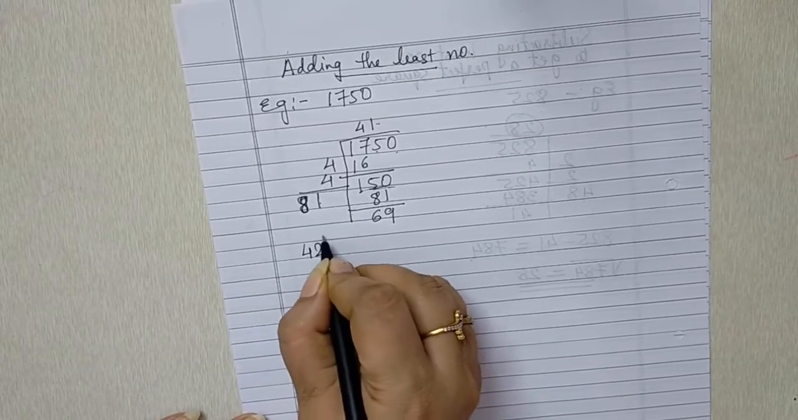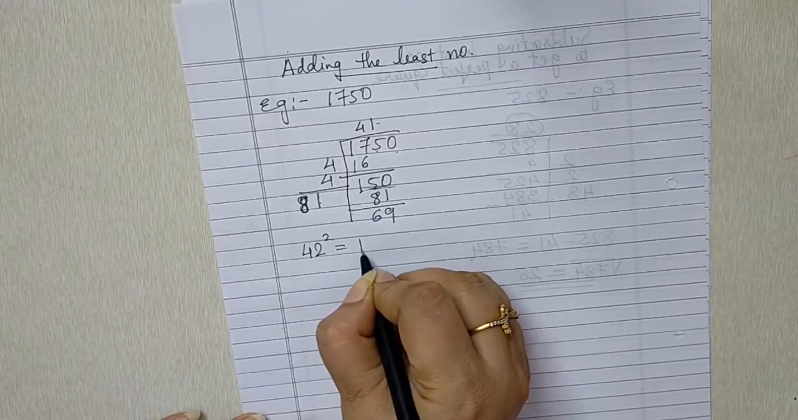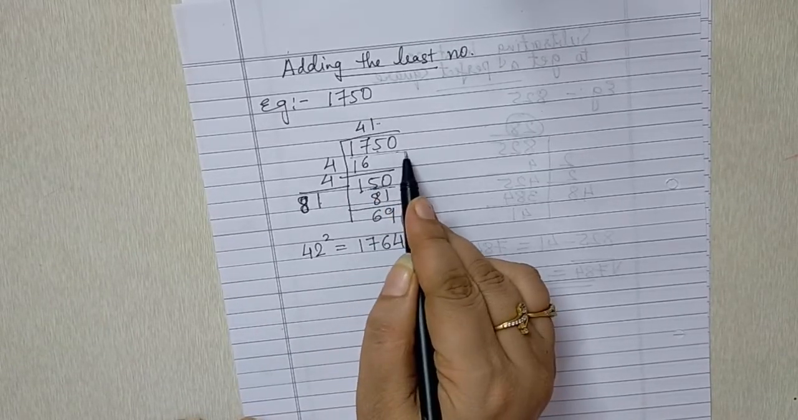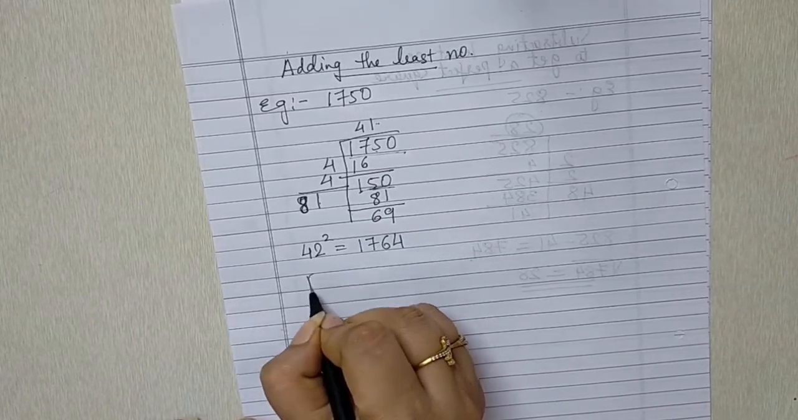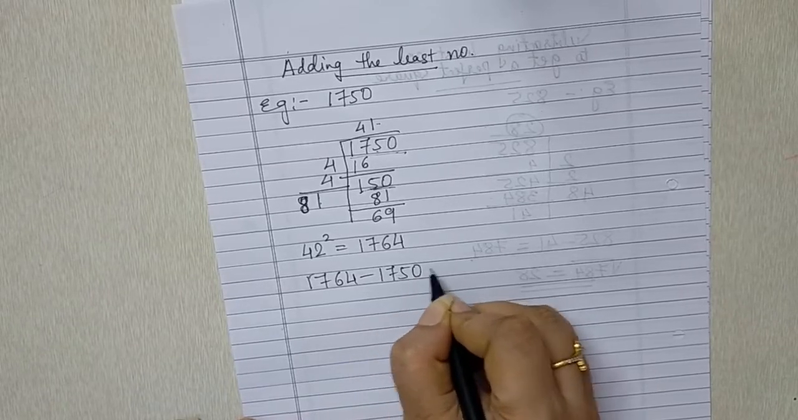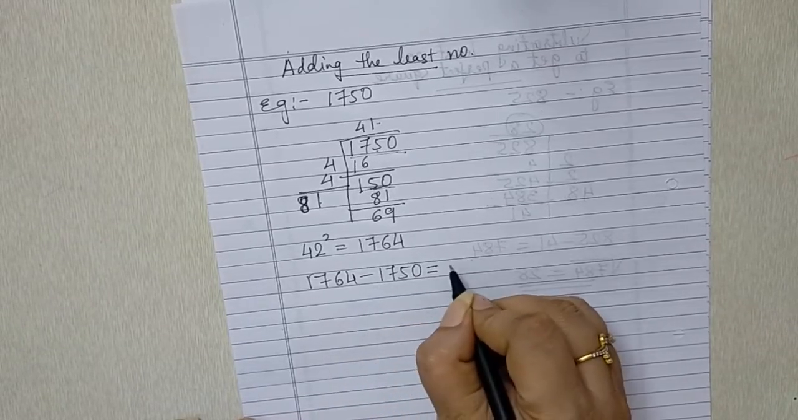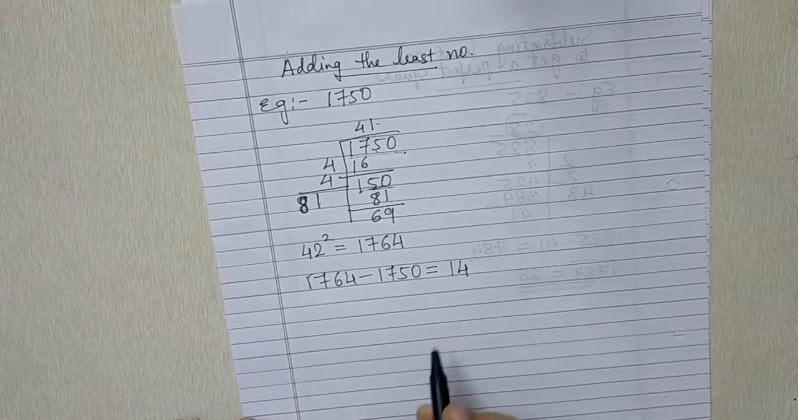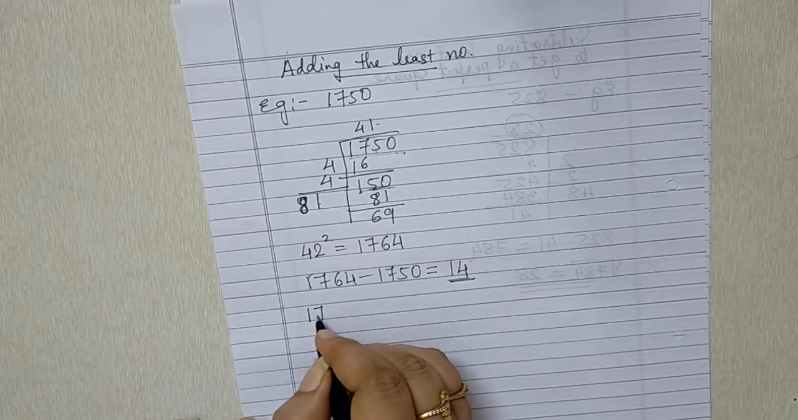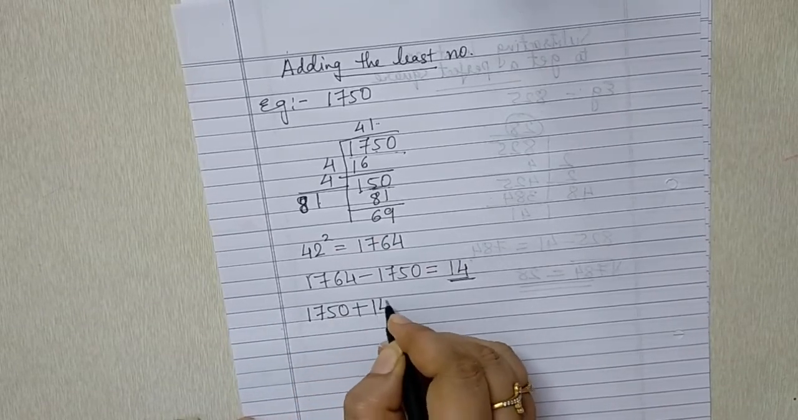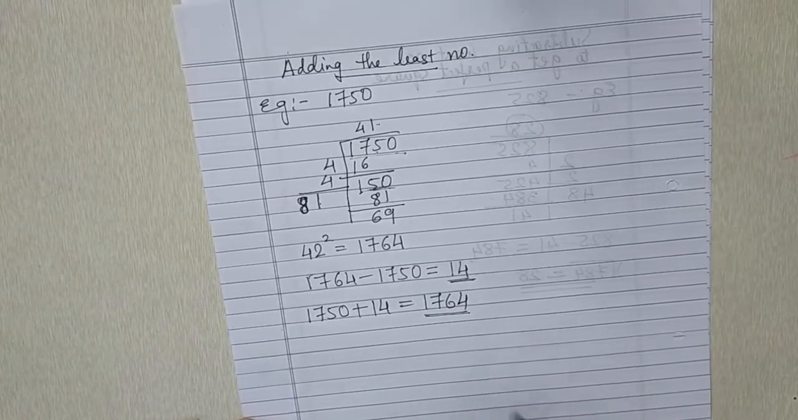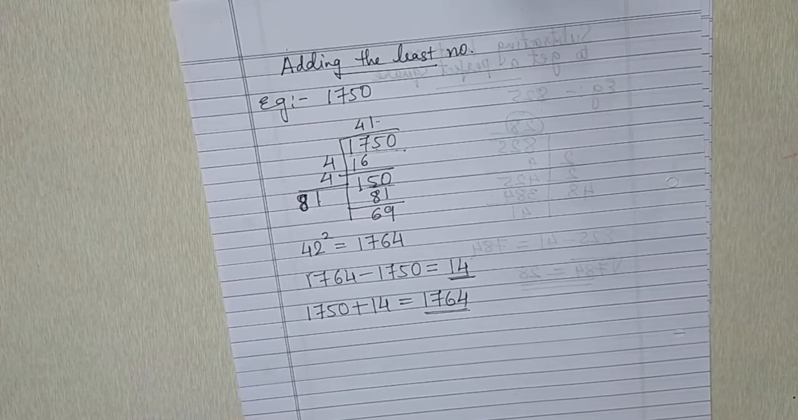Now what is 42 square? 1764. But our question is 1750. So we have to subtract both. If we subtract these two, what do we get? 14. Now this number if we add to our question, 1750 plus 14 what will it be? 1764. This is the next perfect square number to our question.